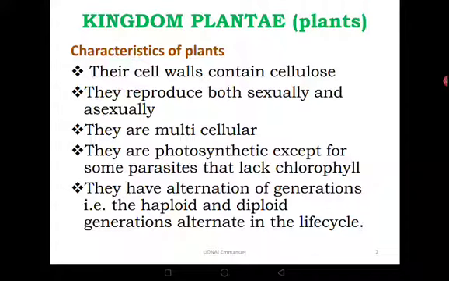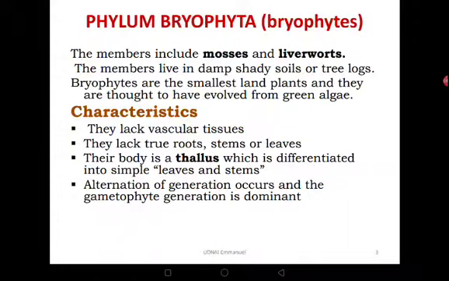Plants have alternation of generations. That is to say, the haploid and the diploid generations alternate in life cycles. And we're going to see very soon, for example, the life cycle of the moss, where the gametophyte is dominant and is haploid, and then the sporophyte is diploid, and they alternate in the life cycle of the plant. So we'll be able to see how that happens.